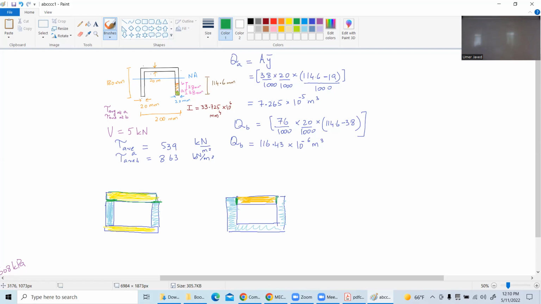So for shear, this changes the Y bar or A? It changes the A. Good question again.